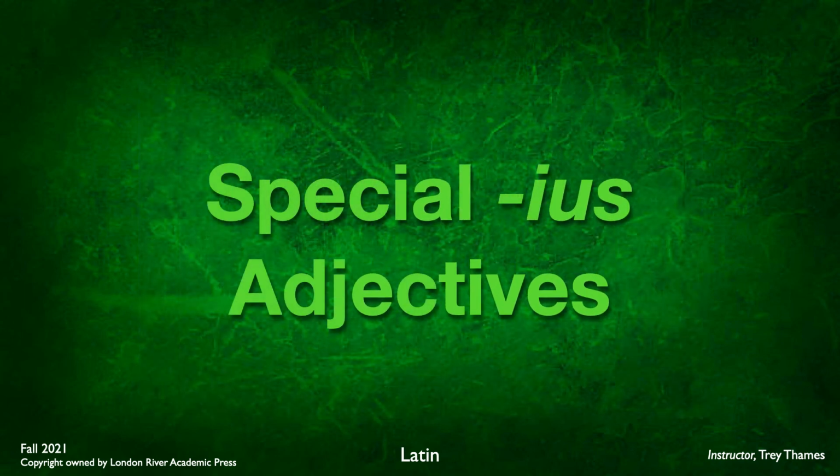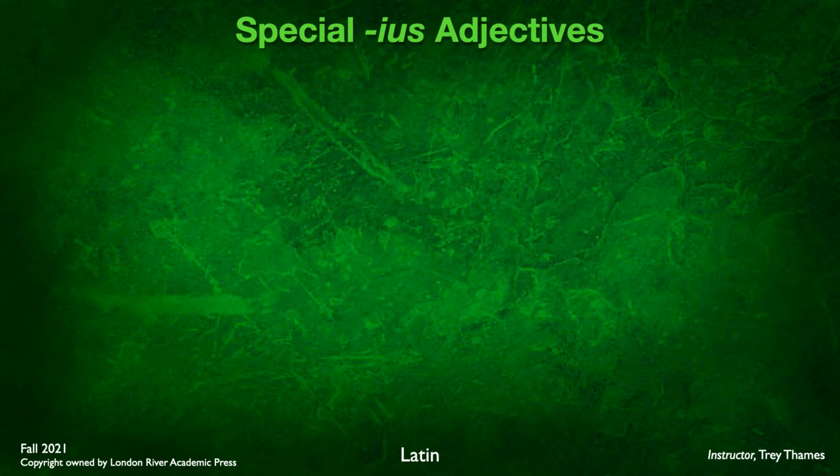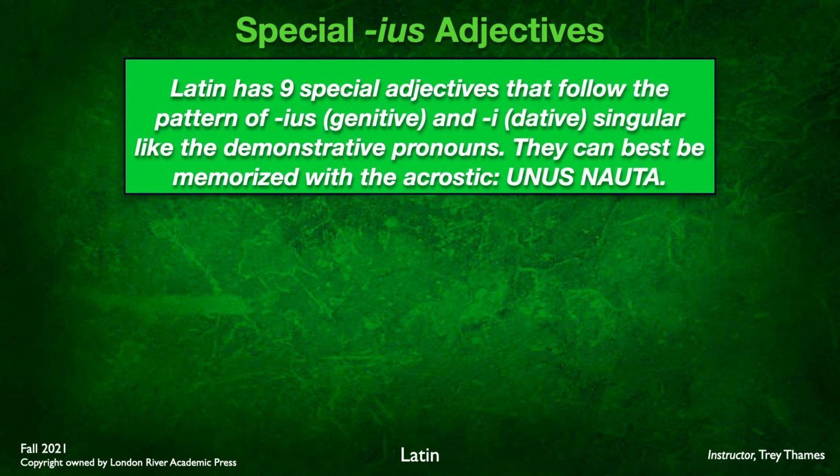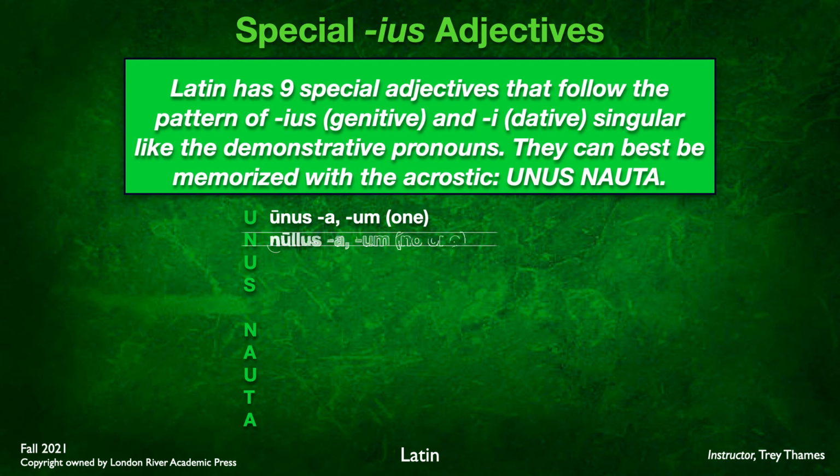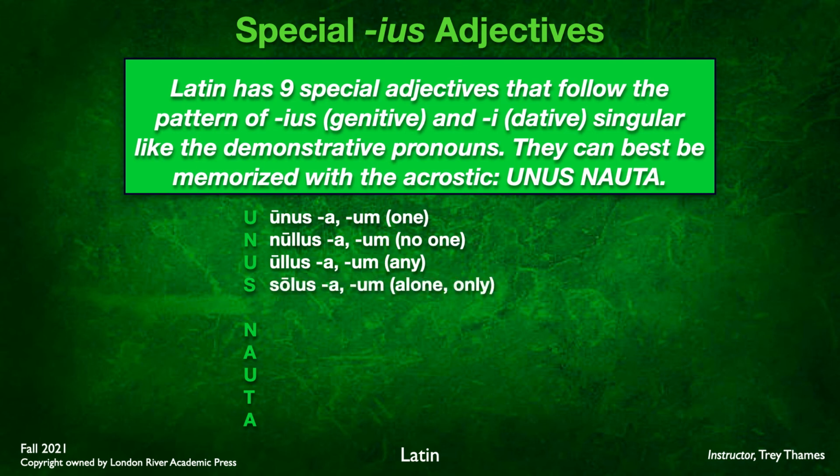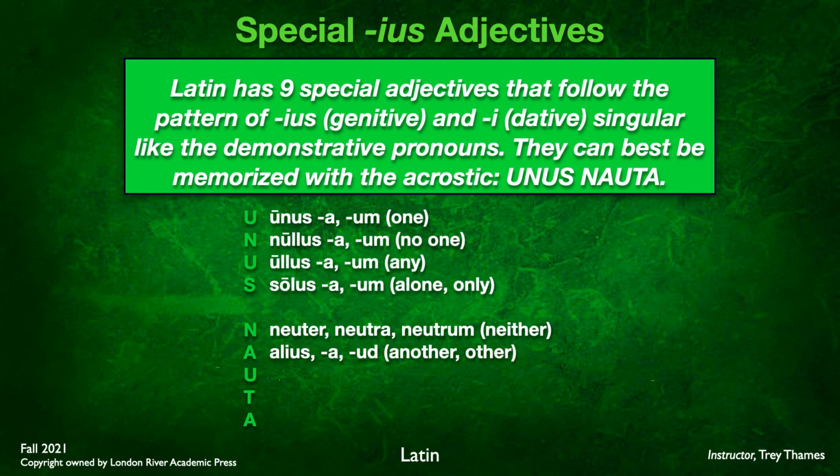Now, the last grammar concept we want to look at very quickly in Chapter 9 is special IUS adjectives. Let's take a look at this. There are some special adjectives, there are 9 of them specifically in Latin, that follow this pattern of normally being a first and second declension adjective. However, in the genitive, it's an IUS ending, and in the dative, it's an I ending. So this is similar to what you just learned with demonstrative pronouns, but it's for these adjectives. There's 9 specific of them. So this is in the singular, genitive, and dative, but again, in the plural, it's going to act exactly as it would for the plural first and second declension adjective endings.